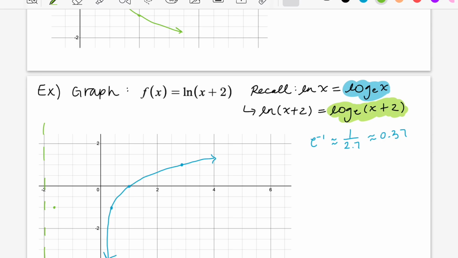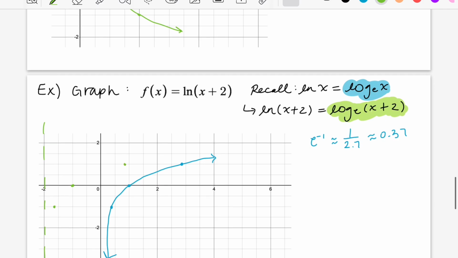So for this one, we'll get this here. We'll get negative 1 comma 0 here. And then for this one, roughly that point there. So the graph of our natural log function, make that a little nicer, looks like this guy here, intersecting these 3 points.